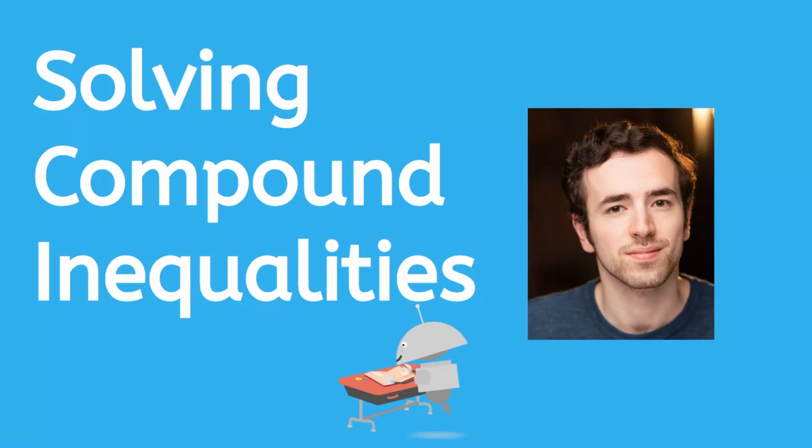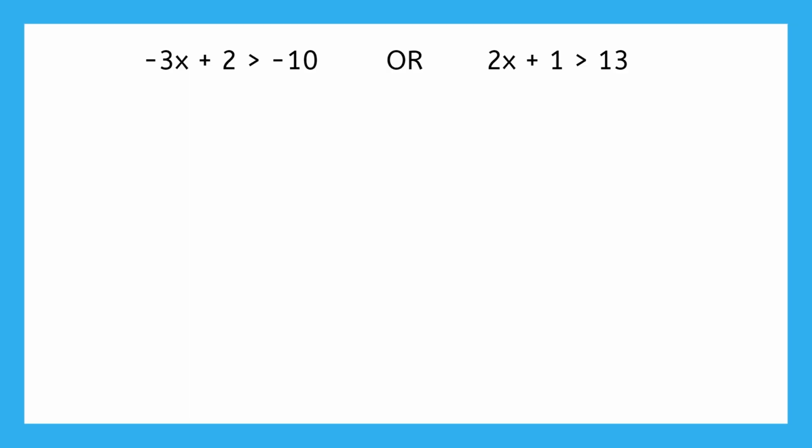Hey everyone, it's Justin again, and in this video we're going to be solving compound inequalities, then testing our solutions to prove that they work. Let's just get right into it with this example. Negative 3x plus 2 is greater than negative 10, or 2x plus 1 is greater than 13.